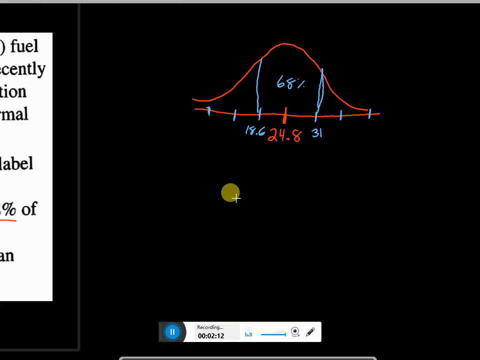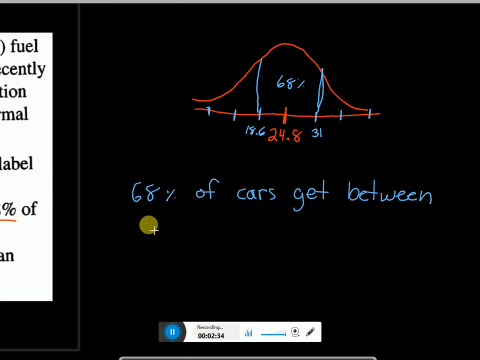68%. So again, we have a number. Want to make sure we know what that number actually means. So 68% of cars, and we're talking about gas mileage, get between 18.6 and 31 miles per gallon. All right, so I want to make sure you can write a sentence like that and interpret what the numbers mean. So that's the middle 68%.